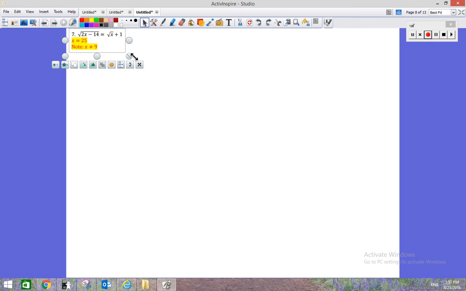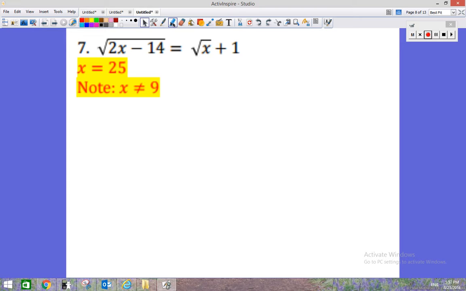Let's take a look at this one. So we have two radicals within, we've got on the left hand side a single term. That term contains a radical and it's by itself. On the right hand side we have two terms, but since we've got this one by itself, we can square both sides of the equation. When we square the left hand side to balance the equation, we square the right hand side. The 2x minus 14, the radical goes away.